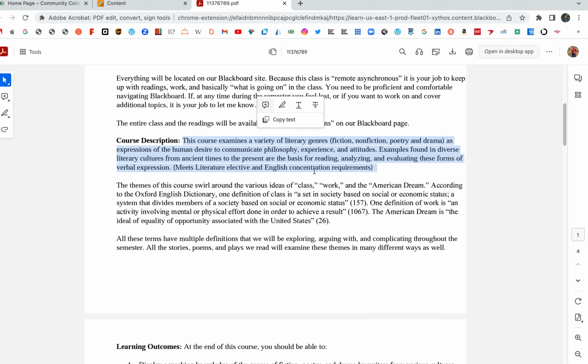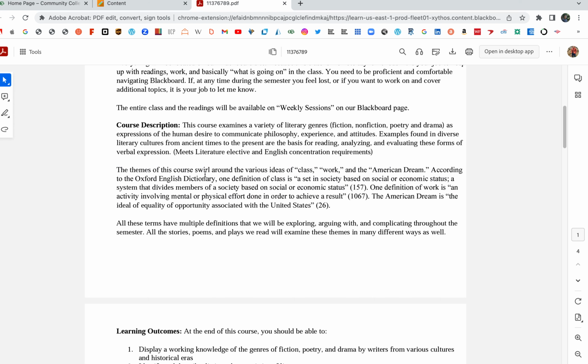My main topics of study and research are mostly contemporary literature, so we'll be focusing mostly on contemporary fiction and poetry. And here is my description of the course. The themes of this course swirl around the various ideas of class, work, and the American dream. According to the Oxford English Dictionary, one definition of class is, quote, a set in society based on social or economic status, a system that divides members of a society based on social or economic status, end quote.